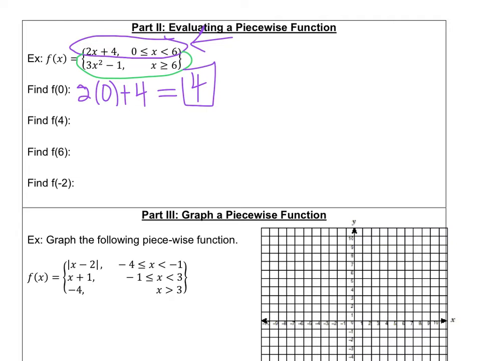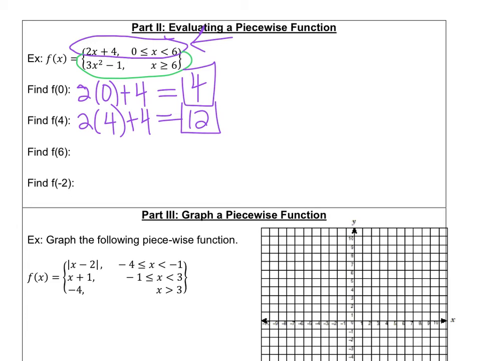Okay, now we're going to find f of 4. So once again, 4 fits between 0 and 6, so I'm going to use this first equation again. So I'd have 2 times 4 plus 4. 2 times 4 is 8, and 8 plus 4 is 12.